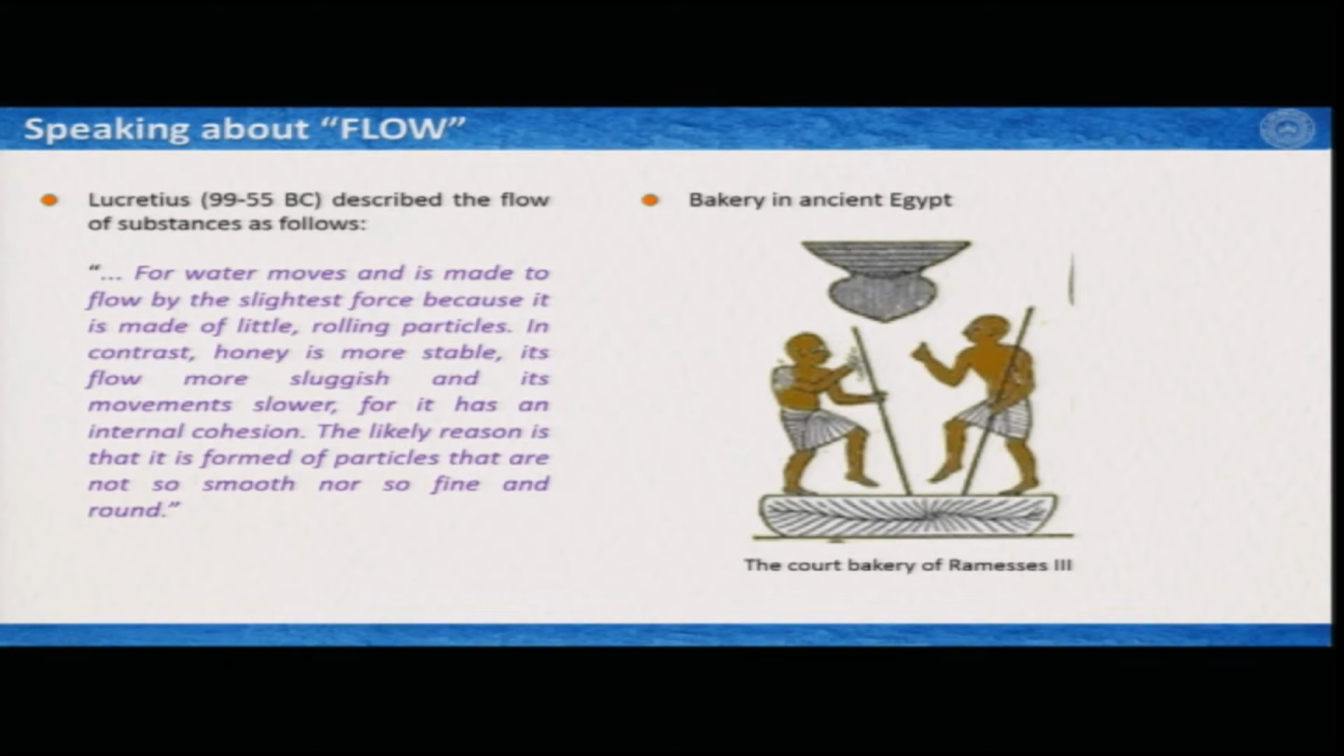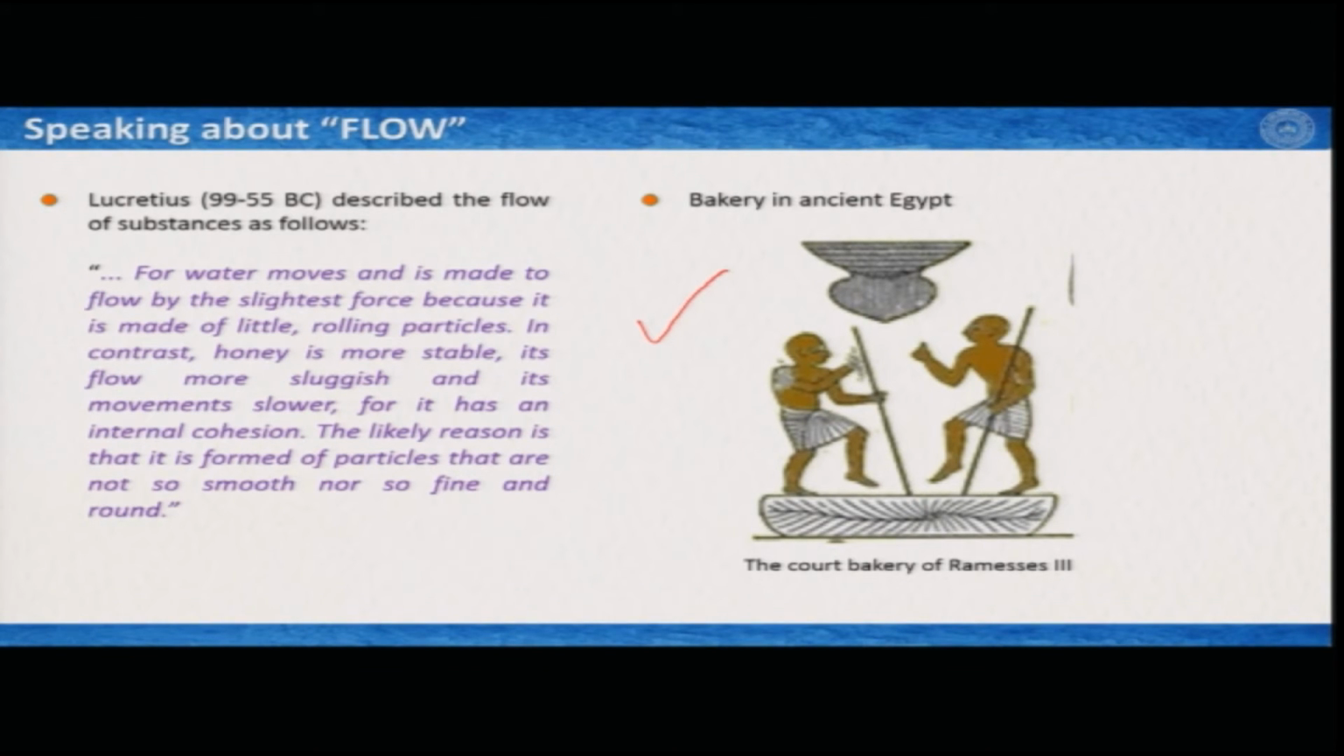And people also knew rheology in ancient Egypt. So, this is a picture that we see here. People found this from the tomb of Ramesses III, and what we figured out is that there are a series of paintings. So they're making bread.